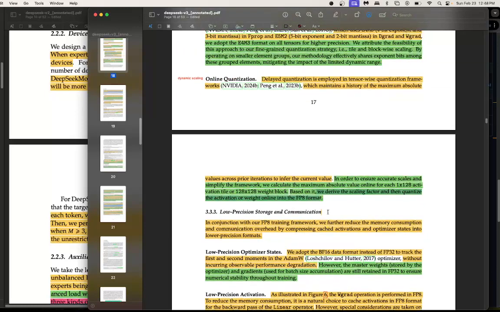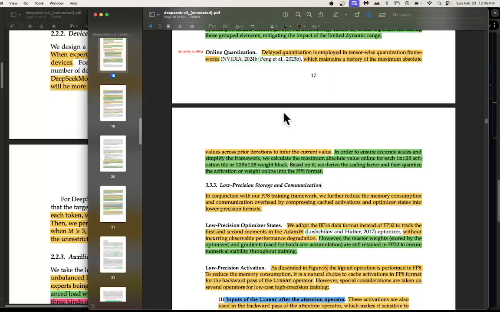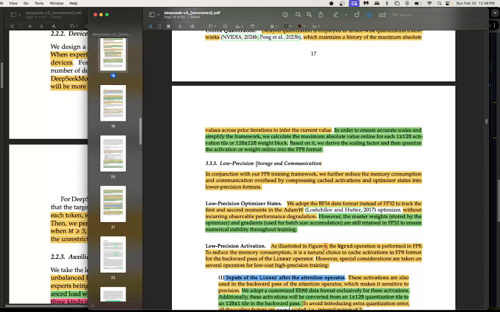And this is also a trend in the industry in general. I believe that people have just moved away from delayed scaling. It's a lot more complicated to implement, and seemingly the performance benefits are not there to justify it. So I think they're just kind of doing the same thing as others.